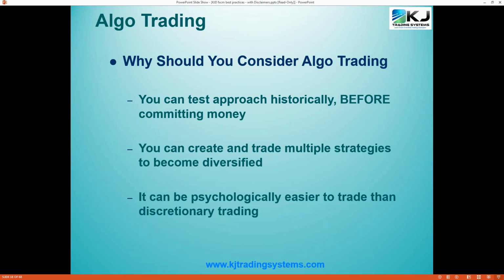And then the third point is it can be psychologically easier than discretionary trading. Not to say there's no emotion. If anyone ever says, hey, algo trade, there's no emotion, they're lying, or they've never traded. Because as long as you have real money on the line, you're going to have emotion. But psychologically, this type of trading can be easier, because once you set it up, you just follow the systems and what they do. You don't overrule them. So it can be easier. It can also be more difficult.